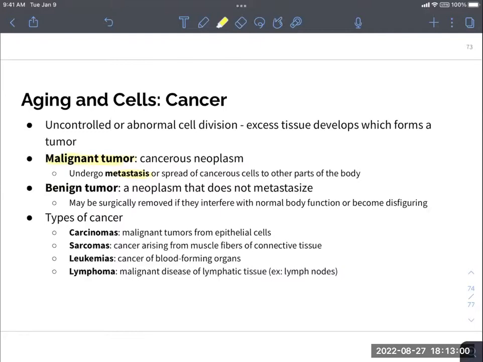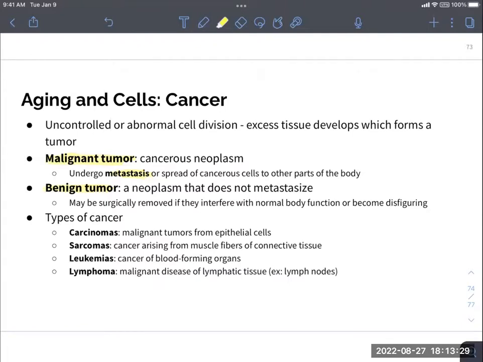We also have benign tumors. They do not metastasize. So unless they're causing problems, they can be surgically removed. If they're disrupting your normal body function, or they become disfiguring, or they cause some kind of pain, because the only time they cause pain is if they're pushing on nerves or closing off blood vessels.